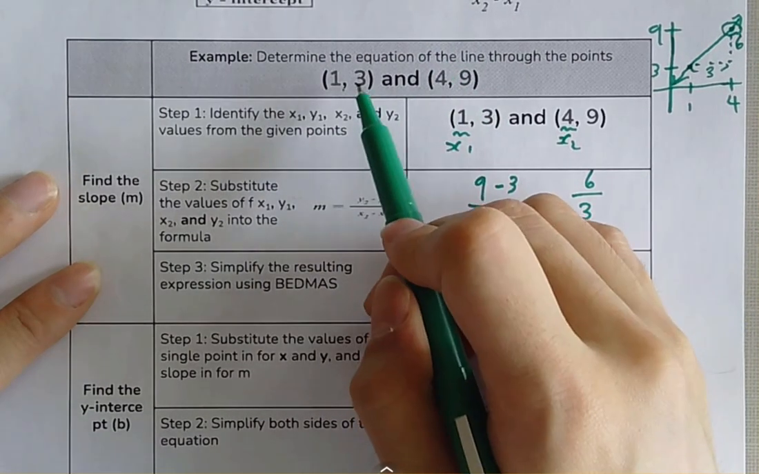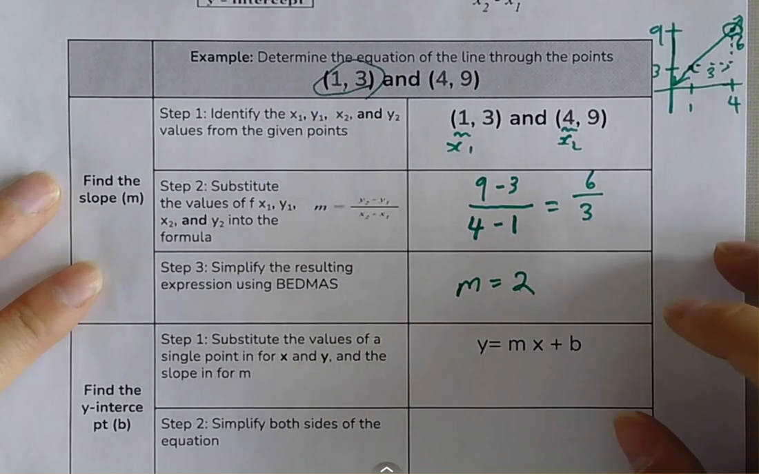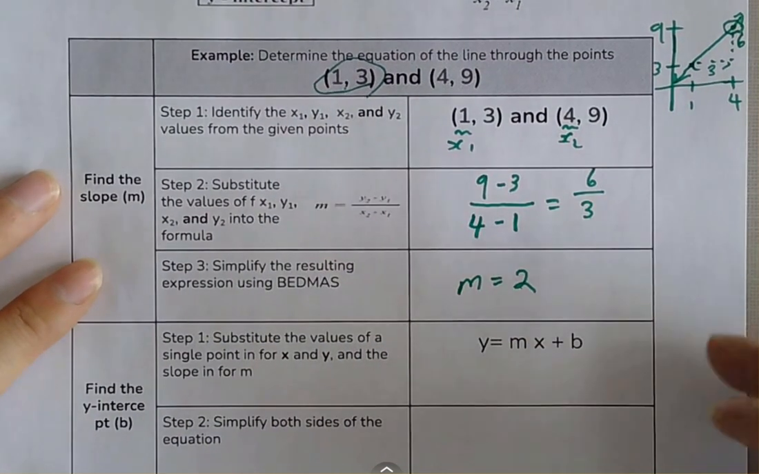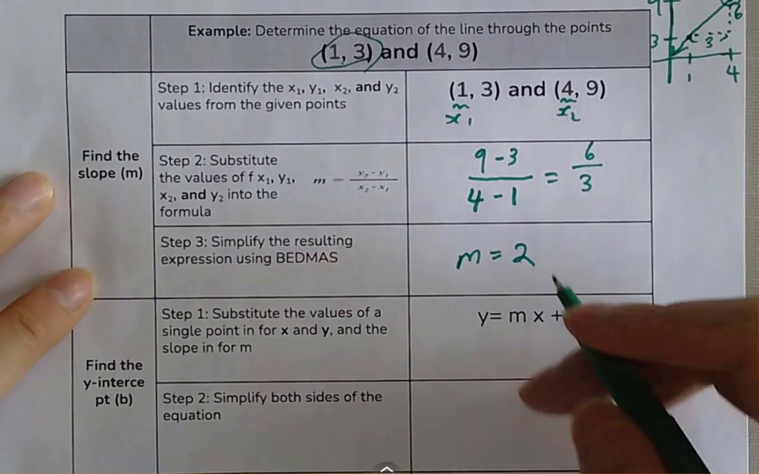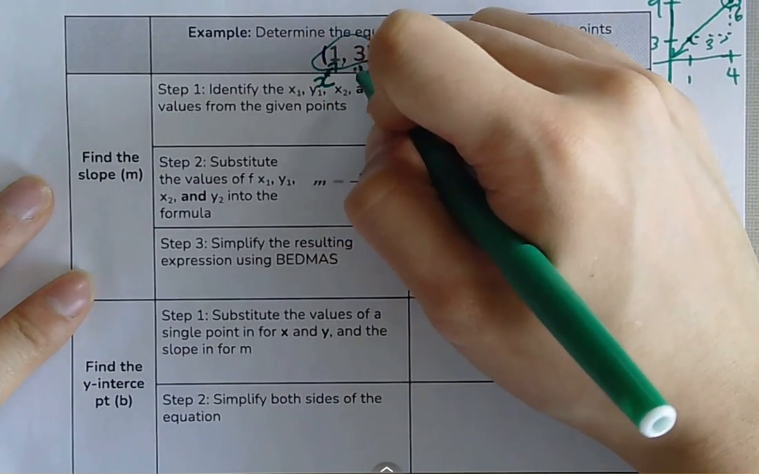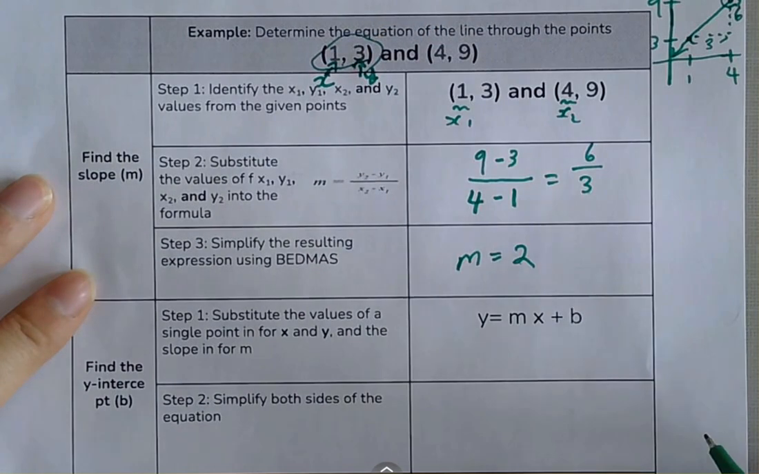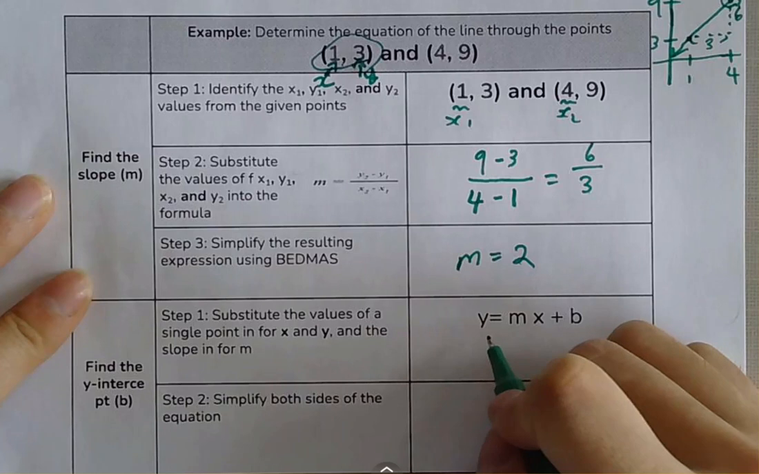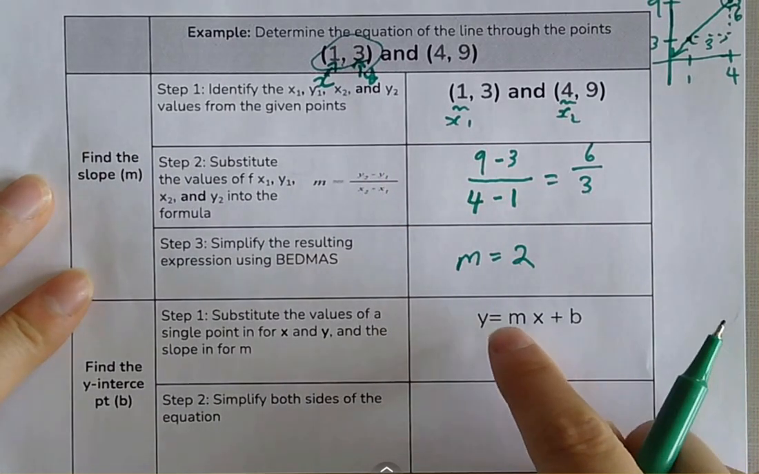I'm just gonna choose the first point because it doesn't matter. You can choose 4, 9 if you want to. Then I'm just gonna substitute in. My x value is going to be 1, and my y value is going to be 3. So what am I gonna do? I'm just gonna simply replace y with the 3 and x with the 1.